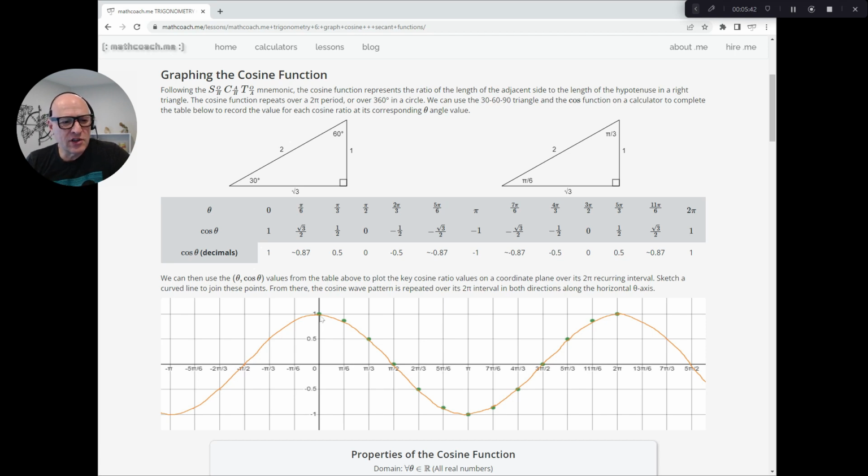So starting at 0 degrees, we plot a point for 1. Cosine of 0 degrees is 1. Cosine of 90 degrees is 0.